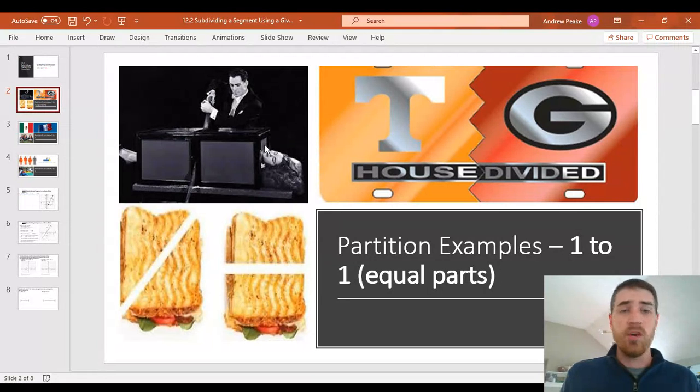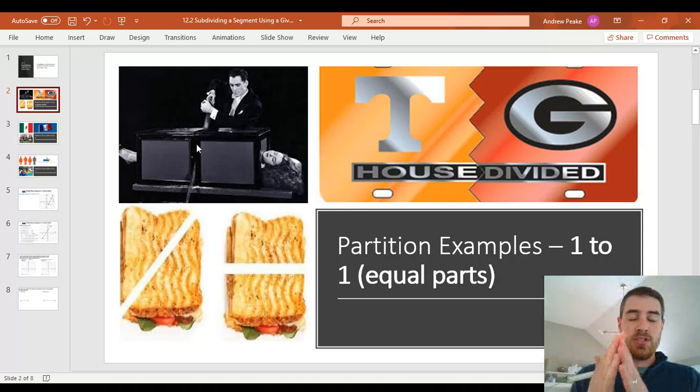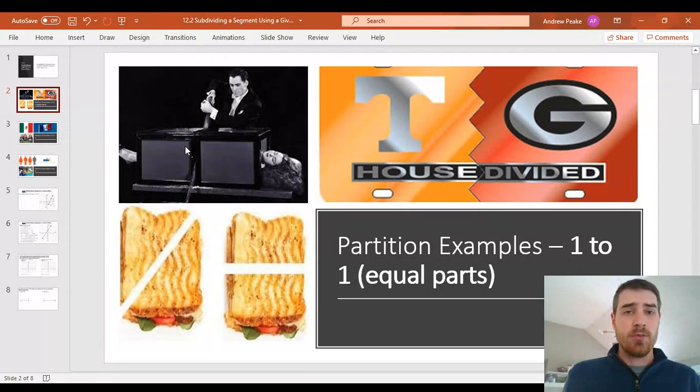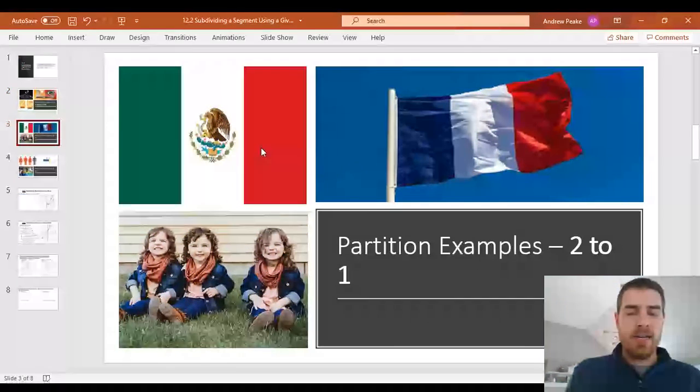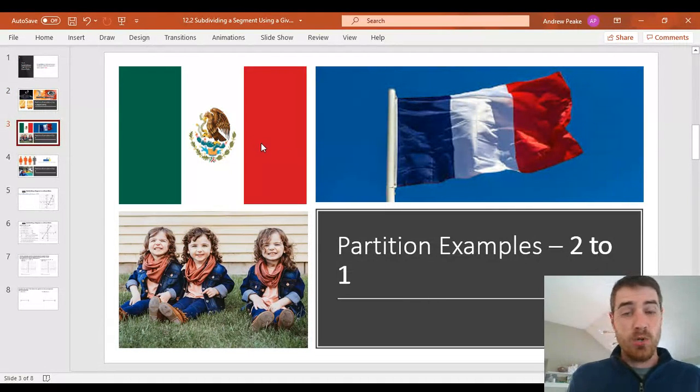Here are some examples of one-to-one partitions where essentially we have equal parts. You see we have the sawing the lady in half, we have the house divided, and the sandwich is cut directly in half where they're two equal parts. You can think about this being like the midpoint being found on a segment and cutting it into two equal parts. But that's kind of a special case. Most of the time when you're subdividing using a ratio, it's going to be something else besides just cutting it in half.